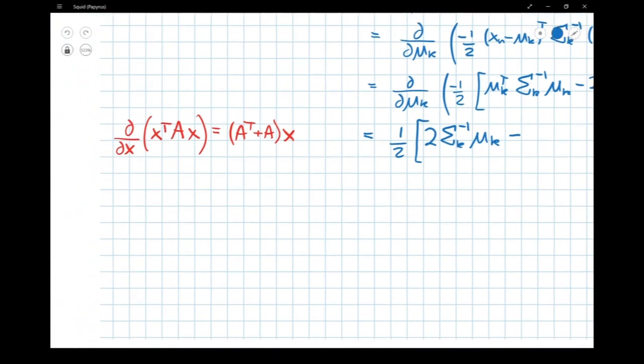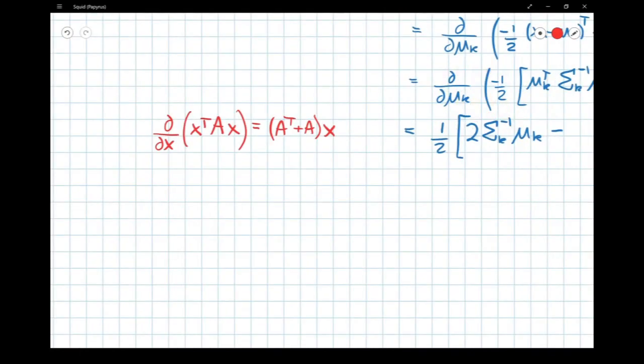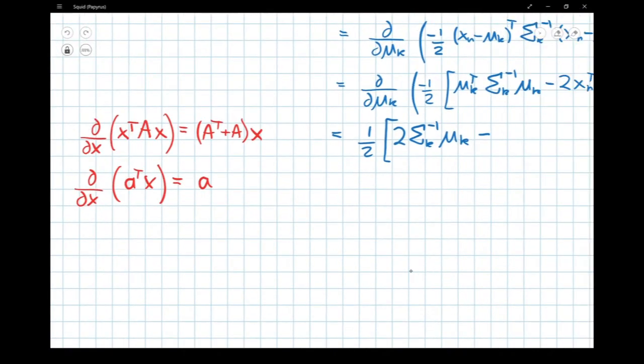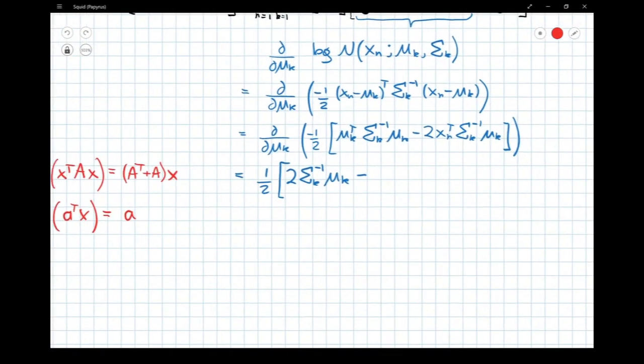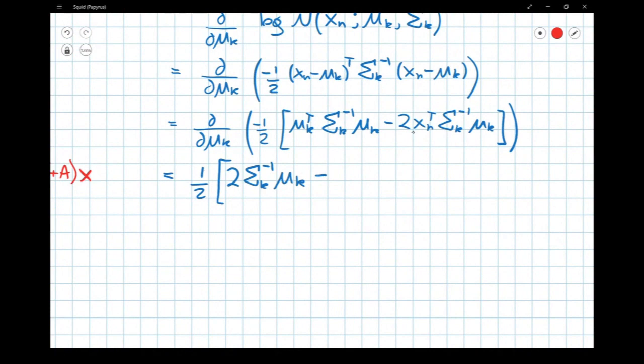Then we've got a minus, what's the next part? Okay, so the next thing we're going to say, and we're not going to prove it, we're just going to state it. If you have a vector transposed multiplied by another vector x, and you differentiate that with respect to x, what you end up with is that vector. Okay? So let's see, what have we got here? Well, this stuff, this is a vector transpose multiplied by this covariance matrix. That can be treated just as a single vector transposed.